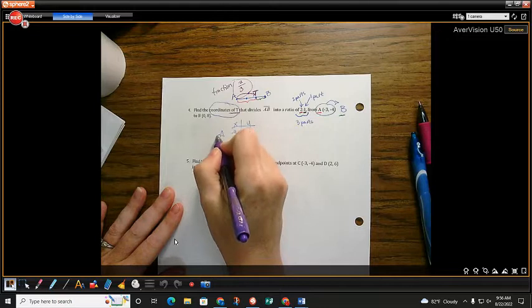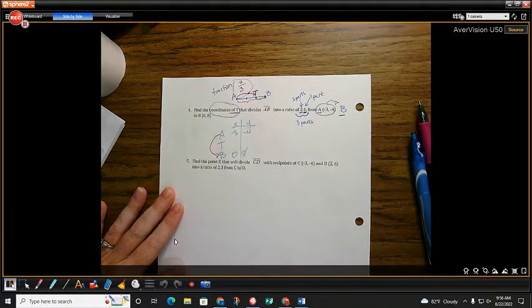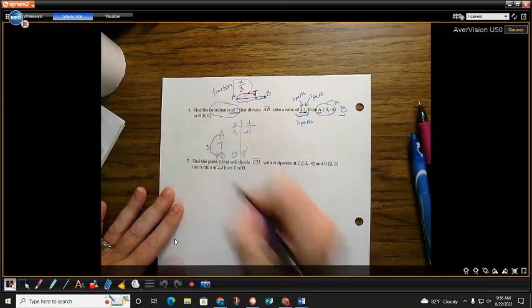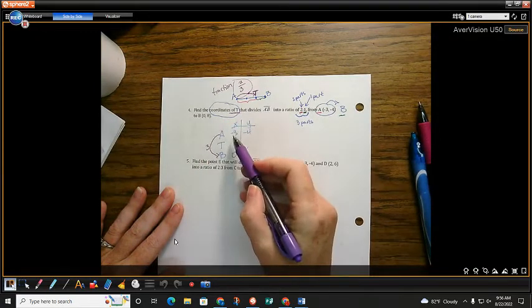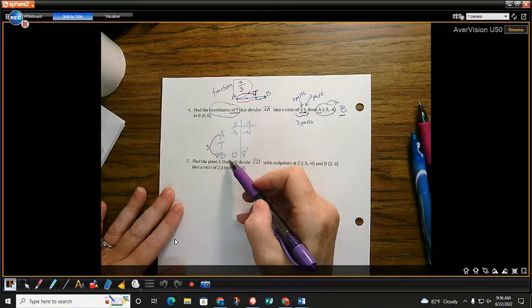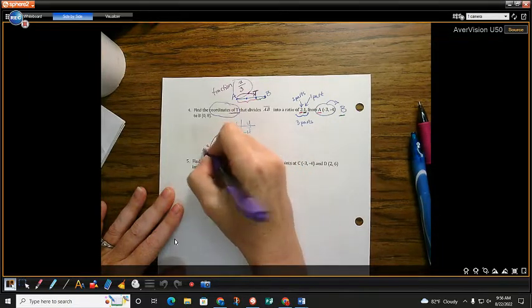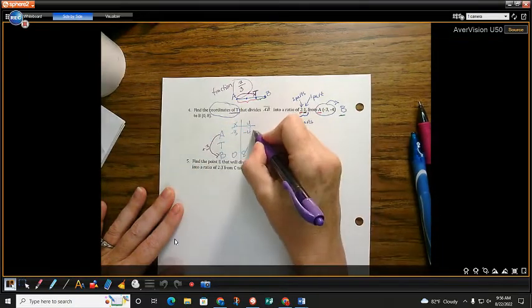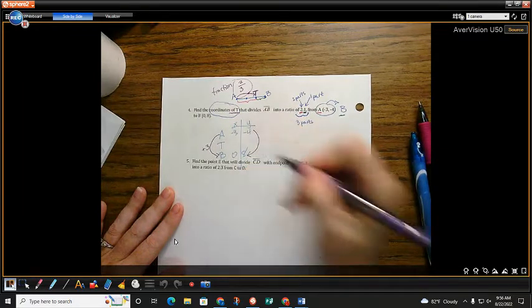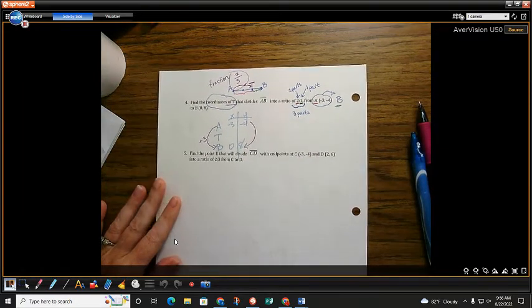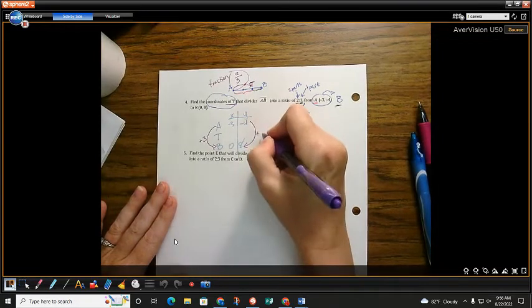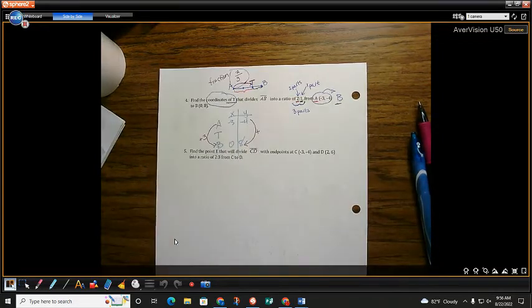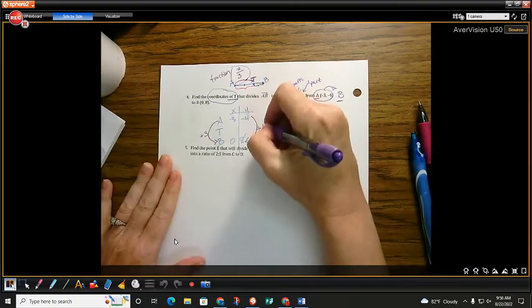Your first step: what is my total distance from A to B on the x side? It's 3. Which direction are you going from -3 up to 0? I'm adding. What about on the y's? I'm going from -4 up to 8. Up how far? 12. I go up 12.